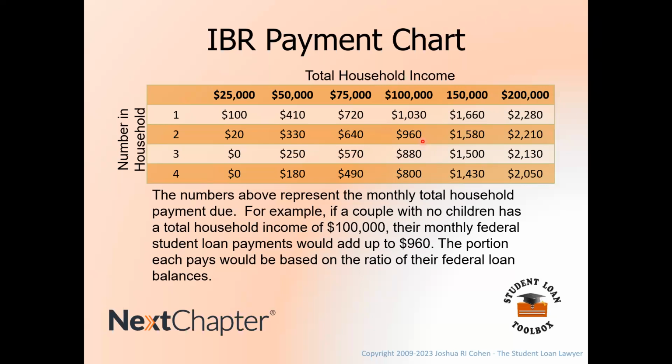Okay. If they pop out two kids and now they're a family of four, their payment drops to $800. And again, it's still going to be pro rata. If only one of them owes, then they owe that whole payment. Okay. Notice how this is based on household income and the number in the household. Nowhere here do I mention how much they owe.